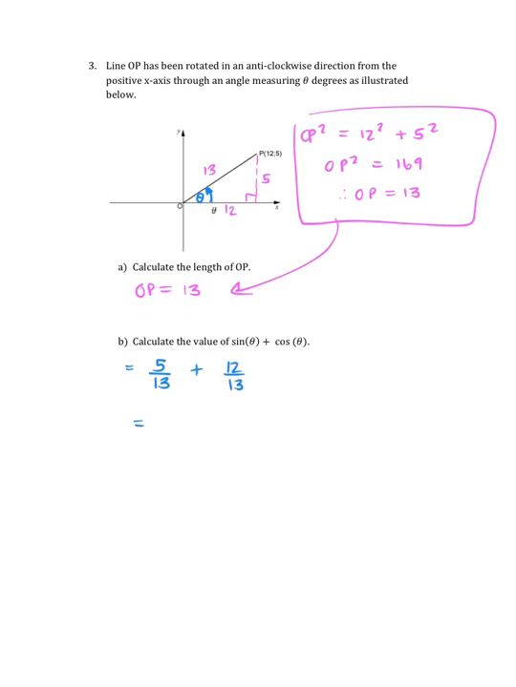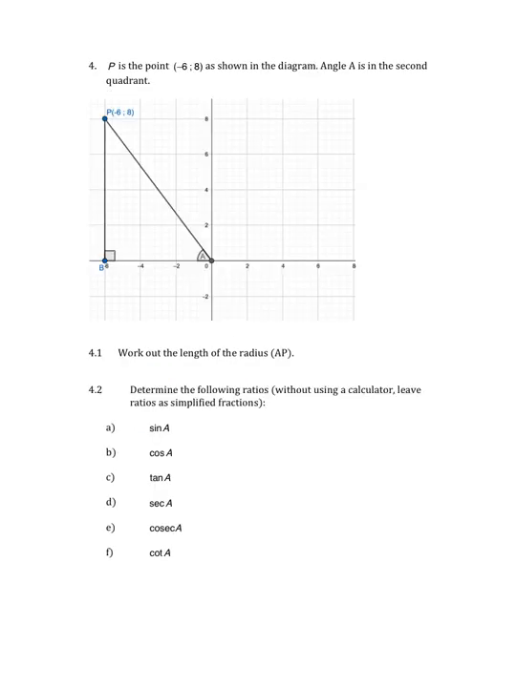And what's 5 over 13 plus 12 over 13? 17 over 13. That's it. That's all you need to do, grade 10s. That's your final answer. Well done. Let's go on to question 4.